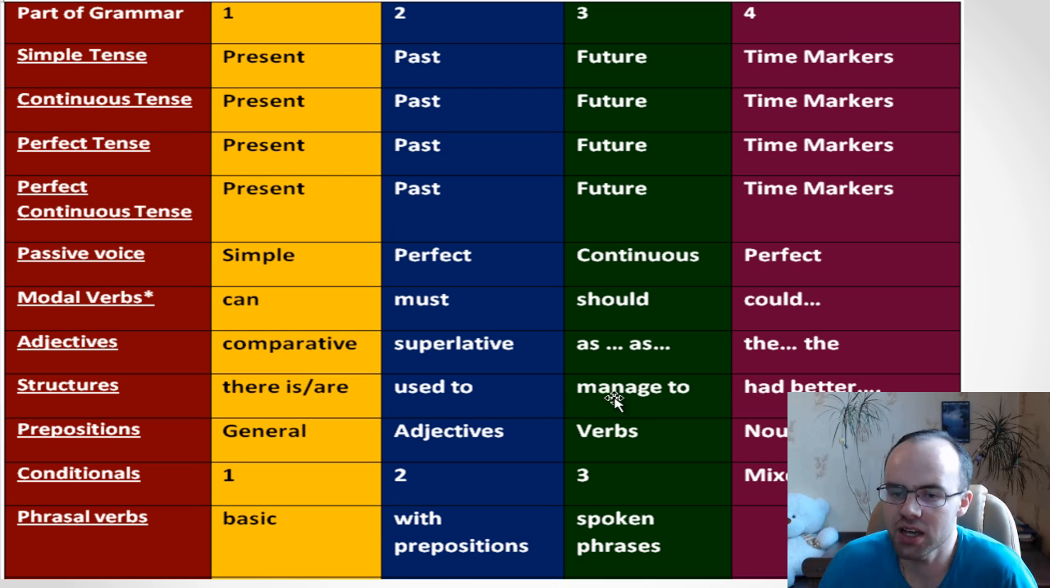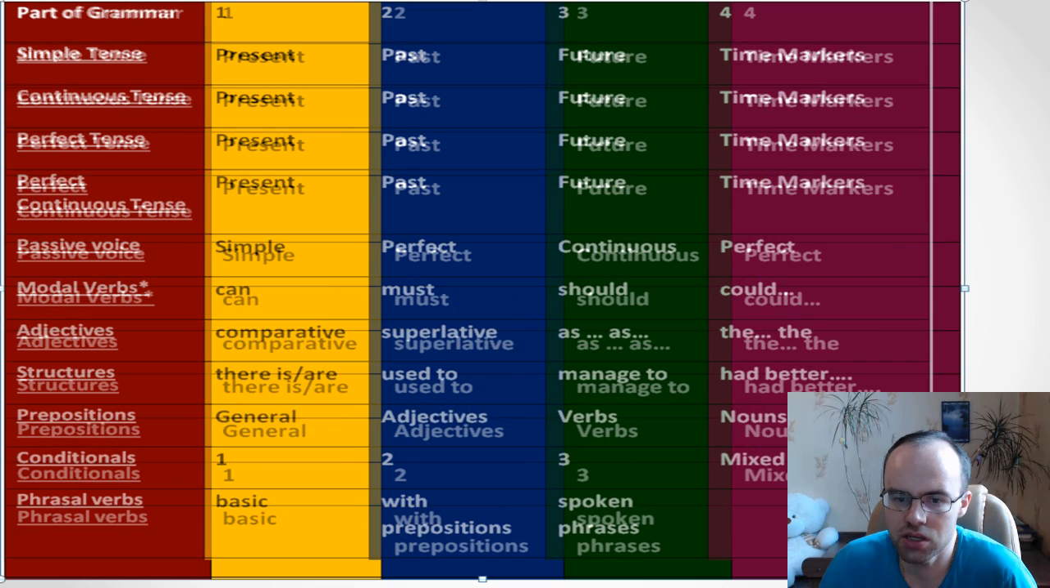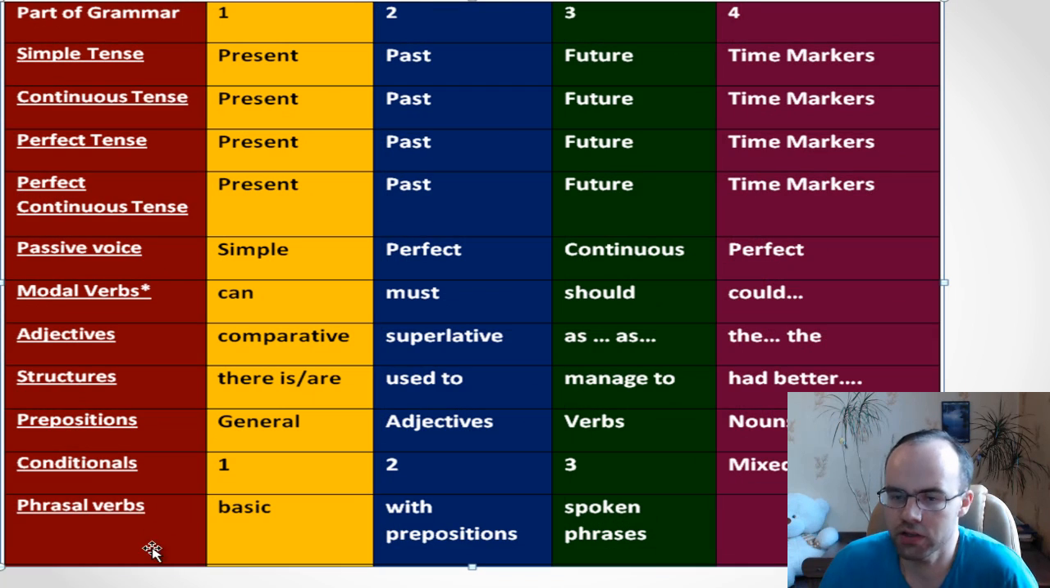Not 5, not 10, much more. I believe it's around 150, around 200. And also focus on prepositions, not just their basic meaning, but lists. Adjectives with prepositions, verbs with prepositions, nouns with prepositions, as you see here, and conditionals and phrasal verbs.